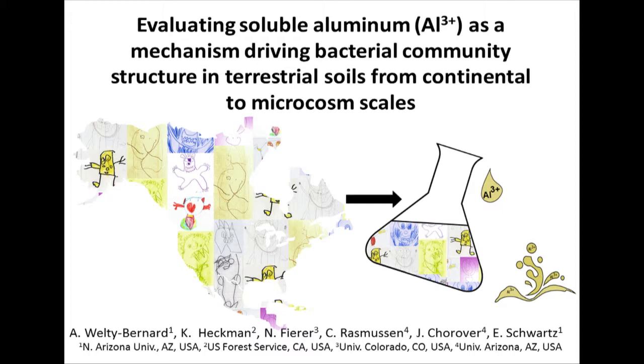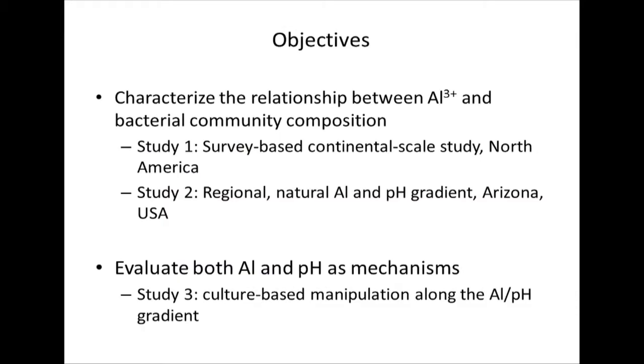This is a joint collaboration between 4 labs based in the western United States with varying expertise from geology, soil pedology, and microbial ecology. So to orient you through the series of studies that I have, basically there are 2 objectives with this. One is to characterize the relationship between aluminum and bacterial community structure. And this will be done using 2 very large-scale studies.